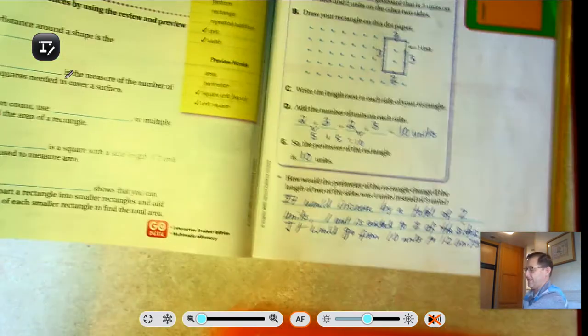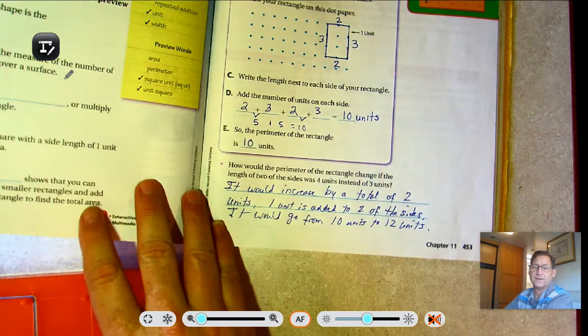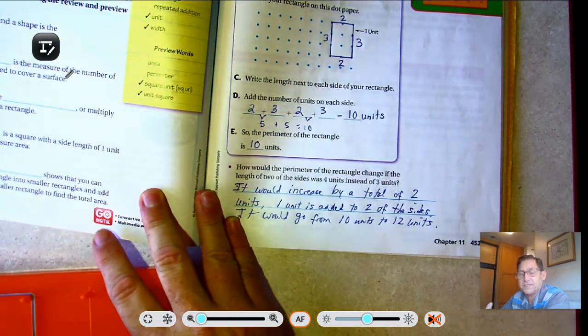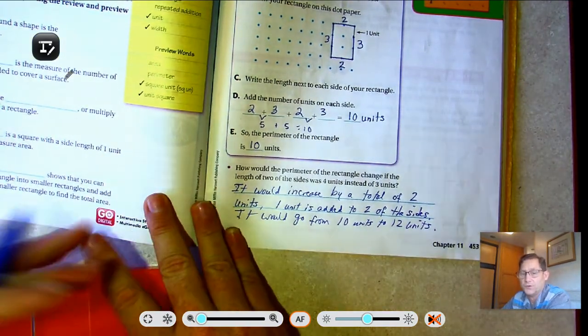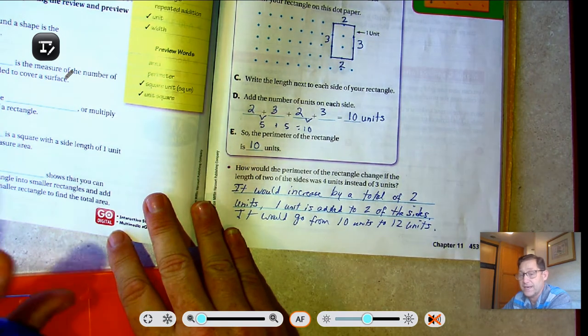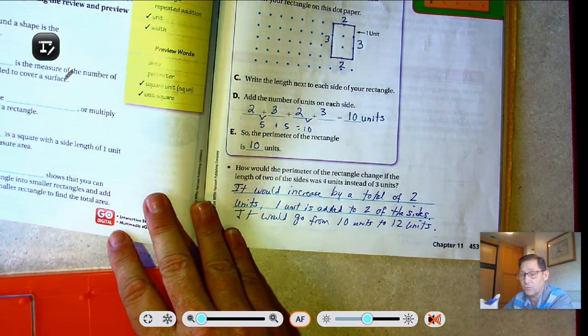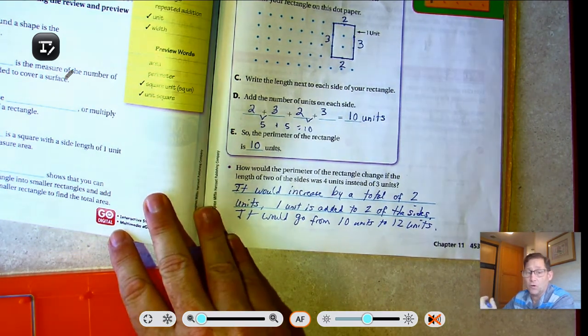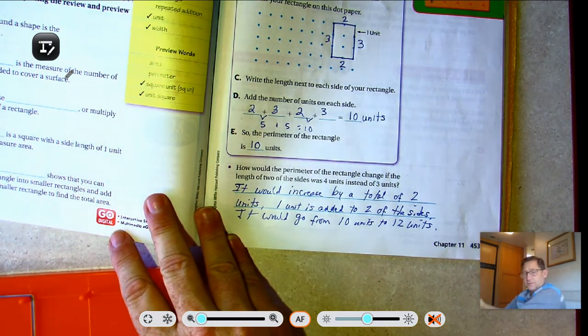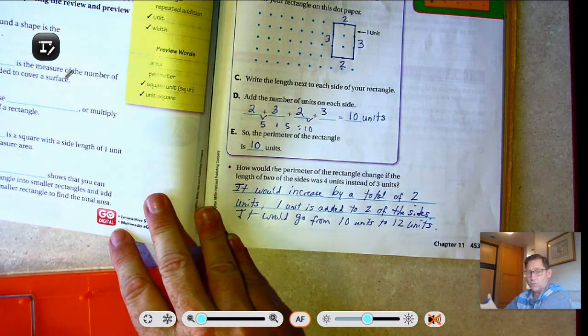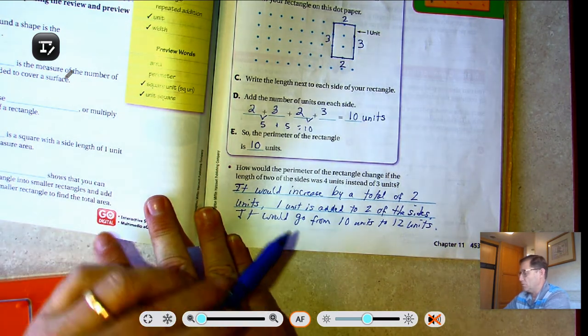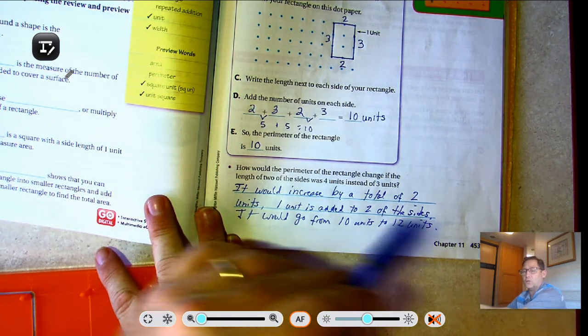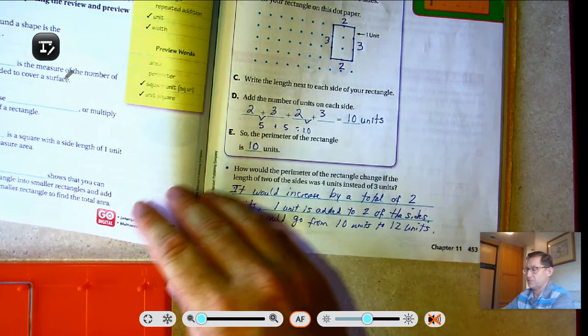So we had to write an explanation of that. What did I do? We're increasing it by a total of 2 units. 1 unit was being added to 2 of the sides. The other 2 sides weren't touched. And so all we're doing is adding 1 on each side. So just 1 extra unit on each. So 1 plus 1, 2. So we're going from a total of 10 units to a total of 12 units. So that's just how I would change.